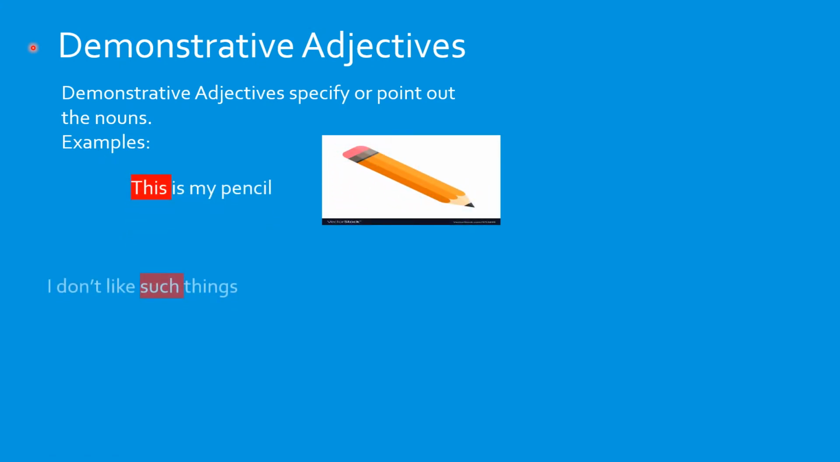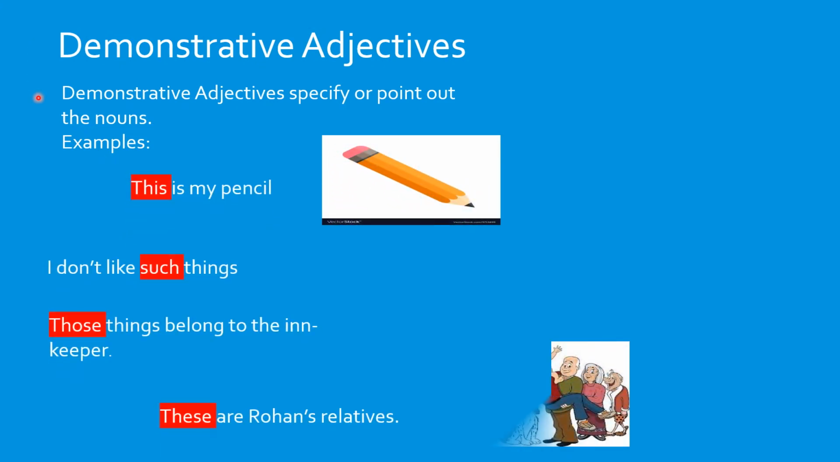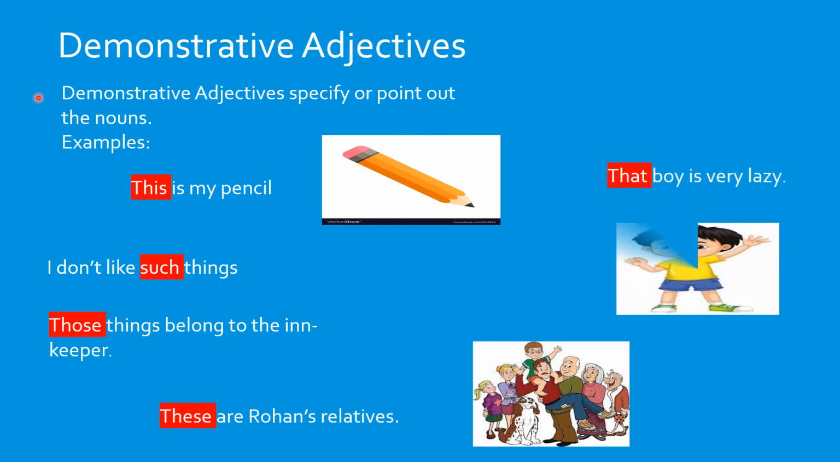Demonstrative adjectives. Demonstrative adjectives specify or point out the nouns. Examples: this is my pencil. So this is the demonstrative adjective. It specifies or points out the noun, that is pencil. That boy is very lazy. That is the demonstrative adjective. It specifies or points out the noun, the boy, that boy. So that is a demonstrative adjective.